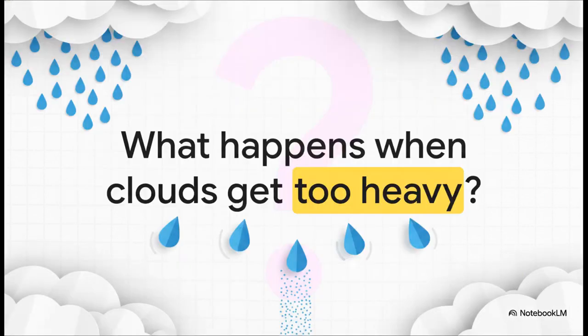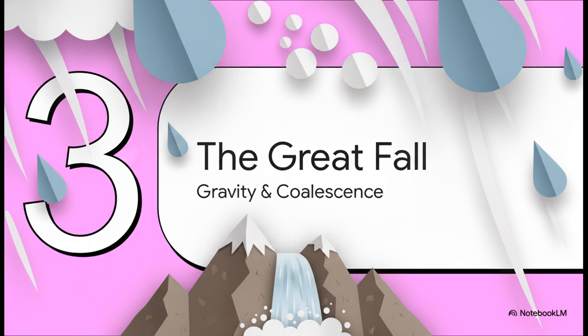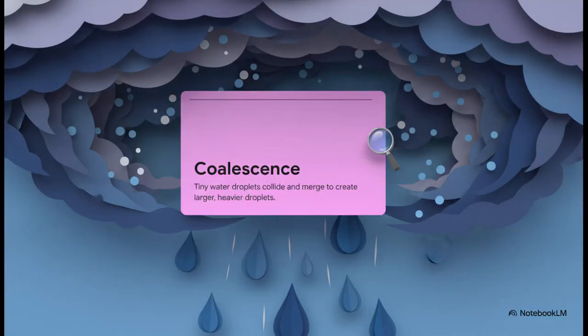So now we've got this enormous structure made of tiny water droplets suspended in the freezing upper atmosphere. But they can't stay up there forever, right? As more and more moisture is pumped up by our invisible elevator, the cloud gets denser and heavier. So, what happens when the cloud just can't hold any more weight? Well, that triggers part 3, the Great Fall. It's time for coalescence and gravity. This brings us to the real climax of the water cycle, where the physics of coalescence and the raw power of gravity finally take over.